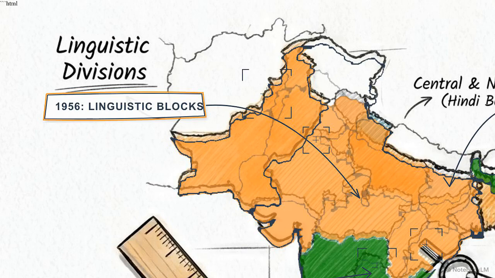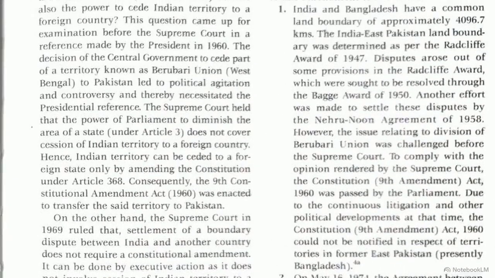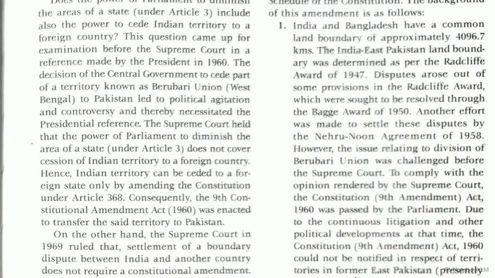This section of the text details the 100th Constitutional Amendment Act of 2015. It was required for the exchange of territory with Bangladesh because, while internal borders are changed by simple law, ceding territory to a foreign power requires a formal amendment to the Constitution.